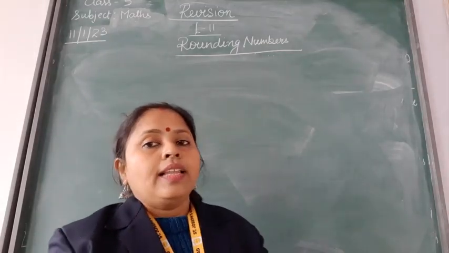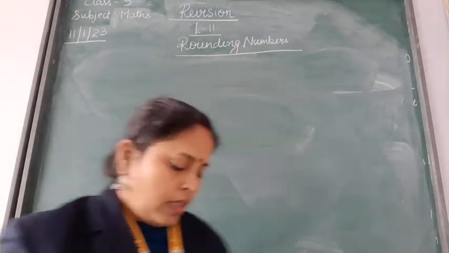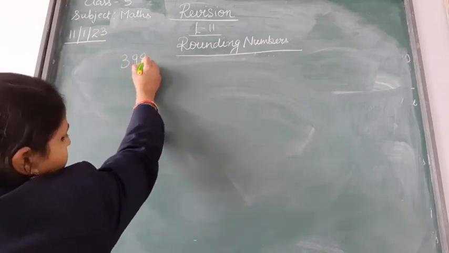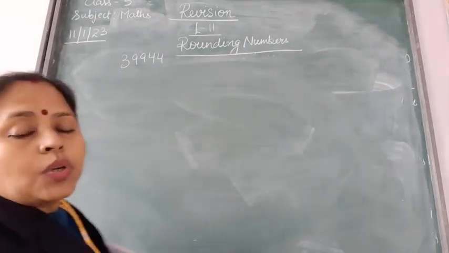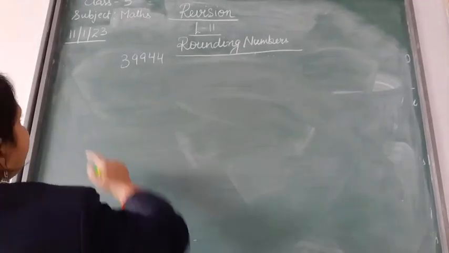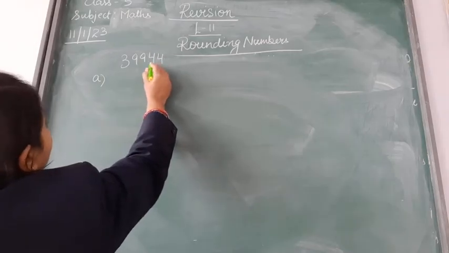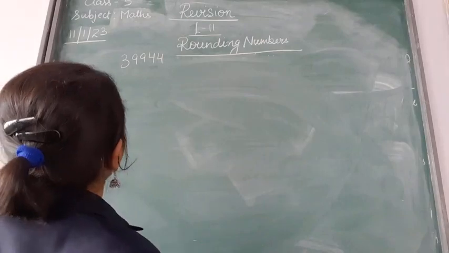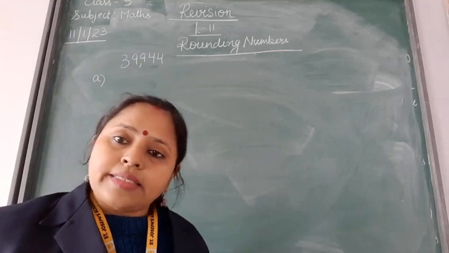First of all, let us solve some questions based on the rounding off of whole numbers. So now I have one number, which is 39,944. This is a whole number and I am going to round it off. In the first question I am going to round off the number to the 10th place. We will round off 39,944 to the nearest 10th place.